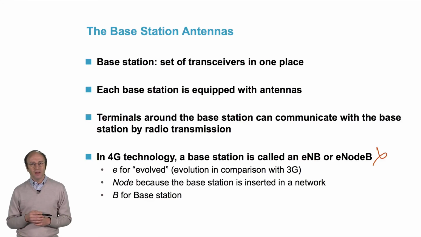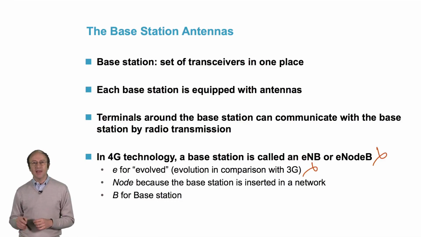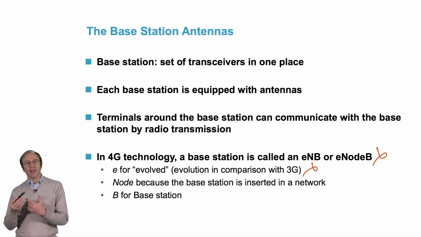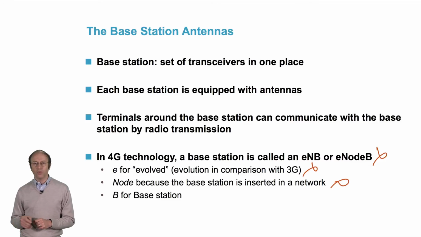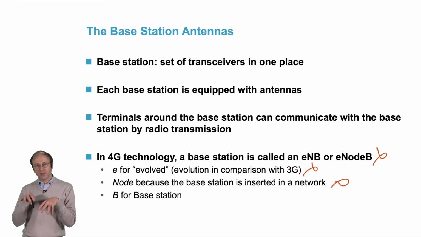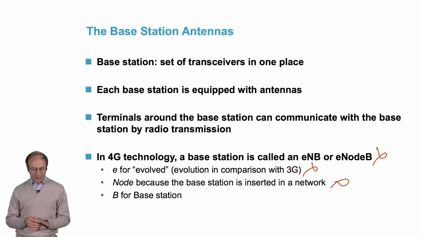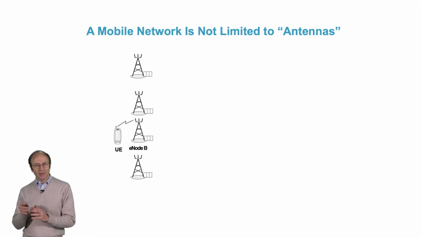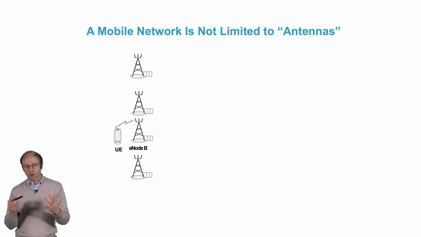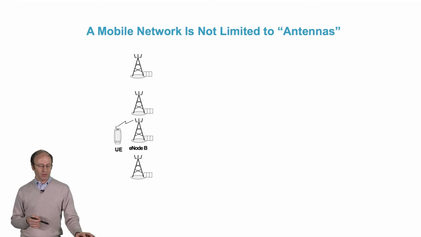E for evolved, to indicate there has been an evolution in relation to the previous generation. Node to indicate it's inserted in a network. And B for base station. A mobile network isn't limited to antennas. It's a group of base stations spread out over a territory.